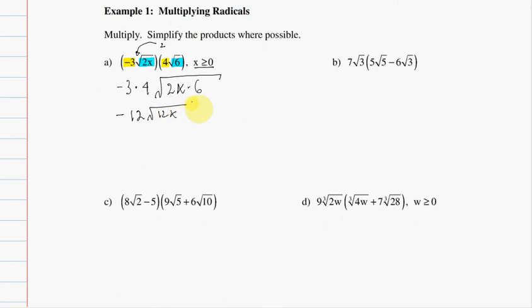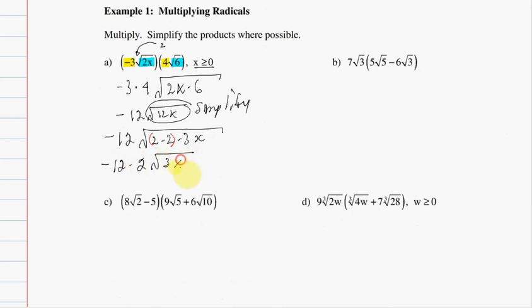And we're going to simplify this root 12x. So we're going to get negative 12, and then inside the radical, I'm going to prime factorize. So I'm going to go 2 times 2 times 3, that's 12, times x. And because our index is an even number, 2, we're going to group our pairs, and we're going to take the 2 out. So we're going to have negative 12 times 2, and we're left with 3x inside the bracket. And so that's going to give us negative 24 square root of 3x.